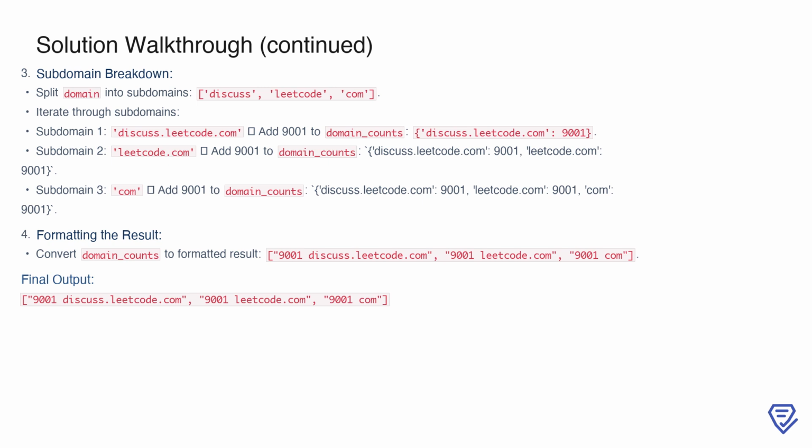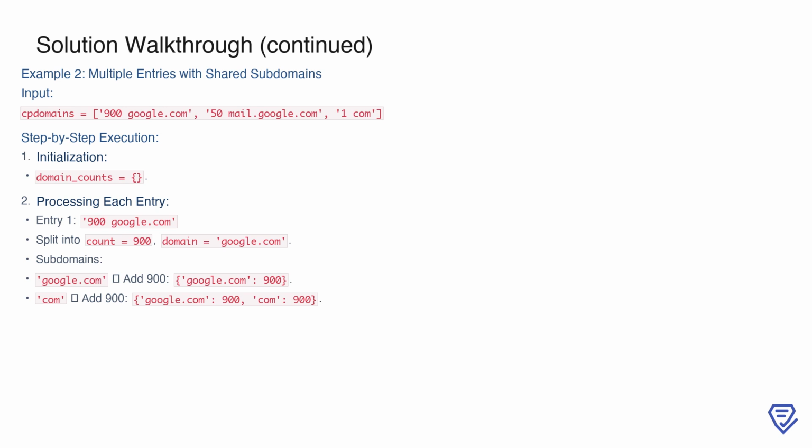After processing, the domain_counts dictionary contains the counts for all subdomains. To generate the final result, we convert this dictionary into a list of strings, each formatted as count domain. This gives us the output 9001 discuss.leetcode.com, 9001 leetcode.com, 9001 com for the given input. Now, let's consider a more complex example where the input contains multiple entries, some of which share common subdomains. The input is 900 google.com, 50 mail.google.com, 1 com.